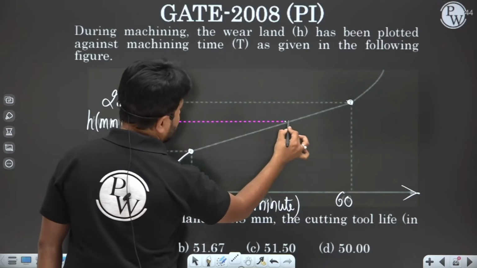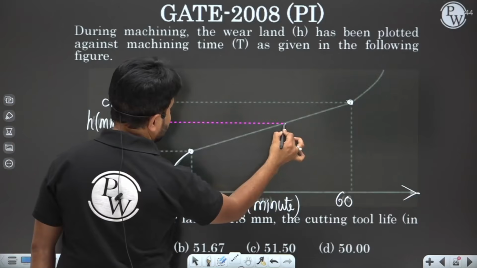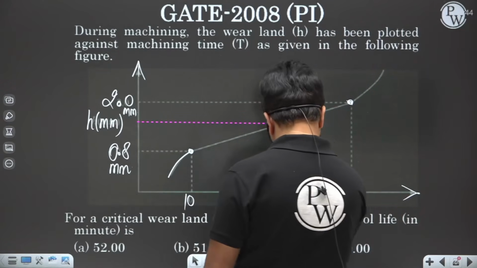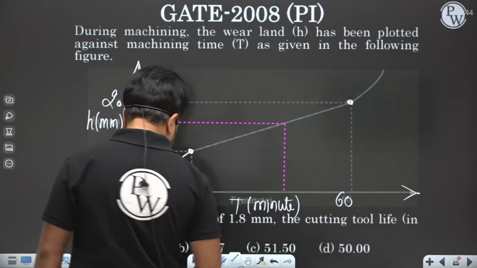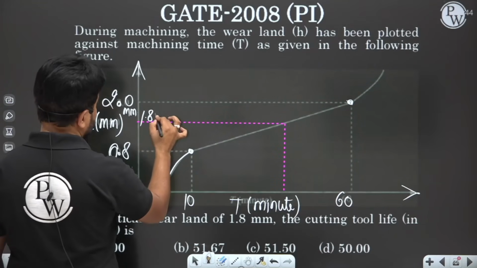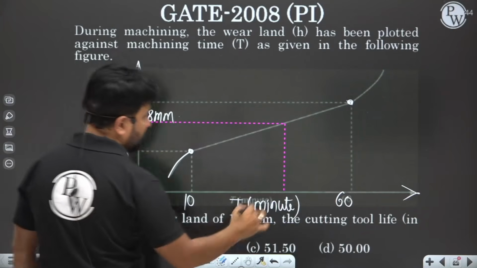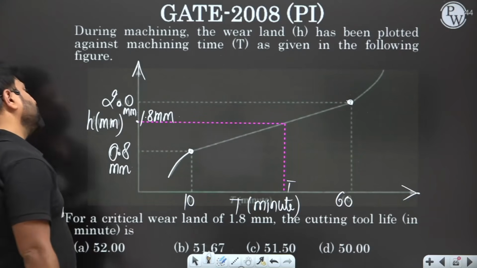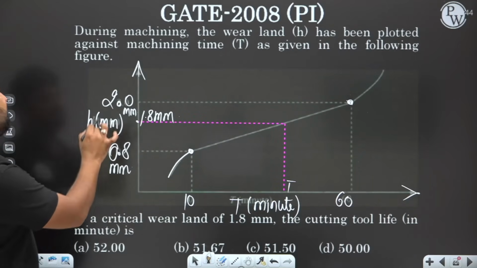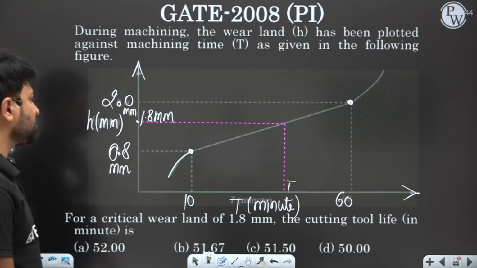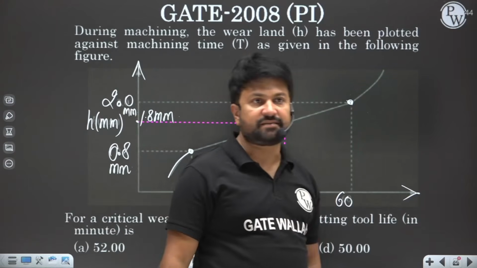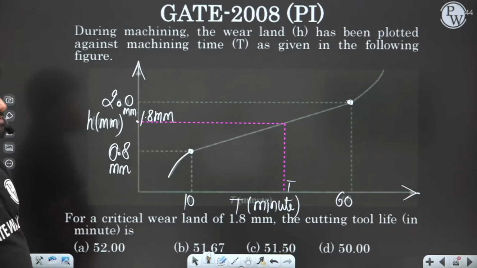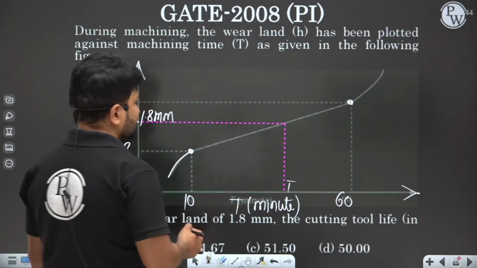I mean, suppose that here, suppose that here 1.8 mm. At what time is that critical wear length obtained? You have to find this thing. So the question is pretty simple. Okay, the question is pretty simple. Suppose that, so you have to find what?